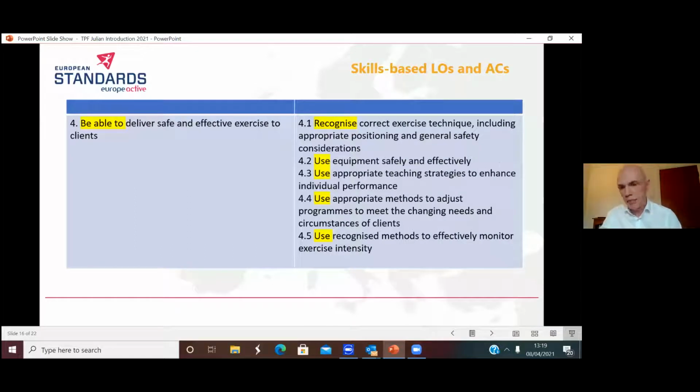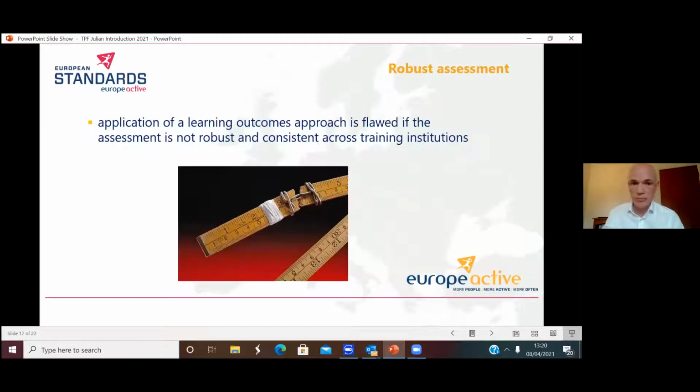We may have a learning outcome that's focused on the ability to do something, be able to deliver safe and effective exercise. And in that sense, we can see now that the assessment criteria, those action verbs, are adjusted to fit with that learning outcome. So now we need to be able to recognize, to use different equipment and teaching strategies. That would suggest, would it not, a more practically based assessment.